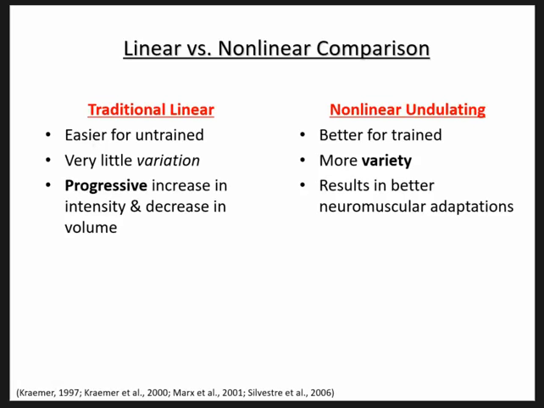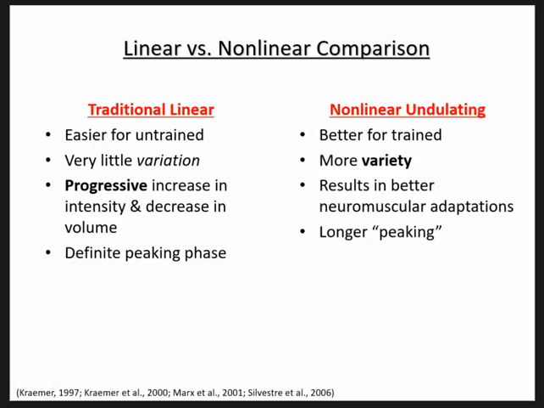But nonlinear actually results in better neuromuscular adaptations. So loads are unpredictable, but there's still a focus on a single goal at a time. So we have unpredictable loading schemes, but we still have a definite goal each day we train. This helps avoid detraining effects due to appropriate fluctuations, making sure we're always using stimulating loads.